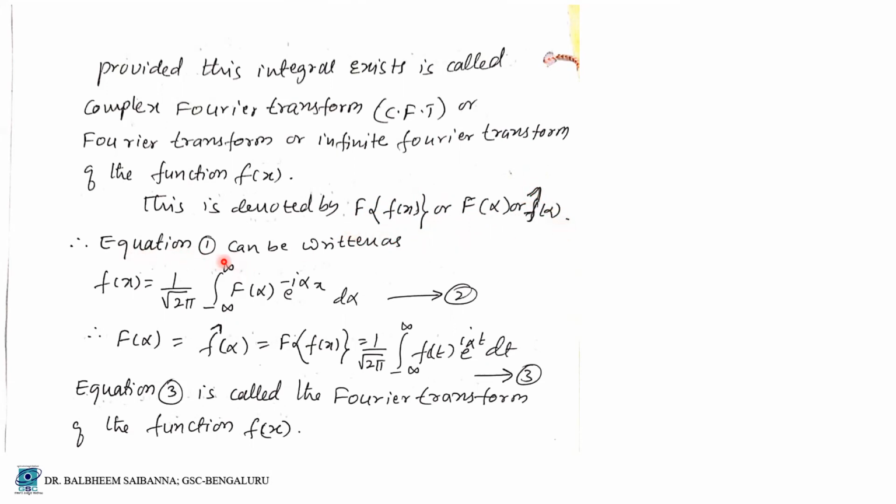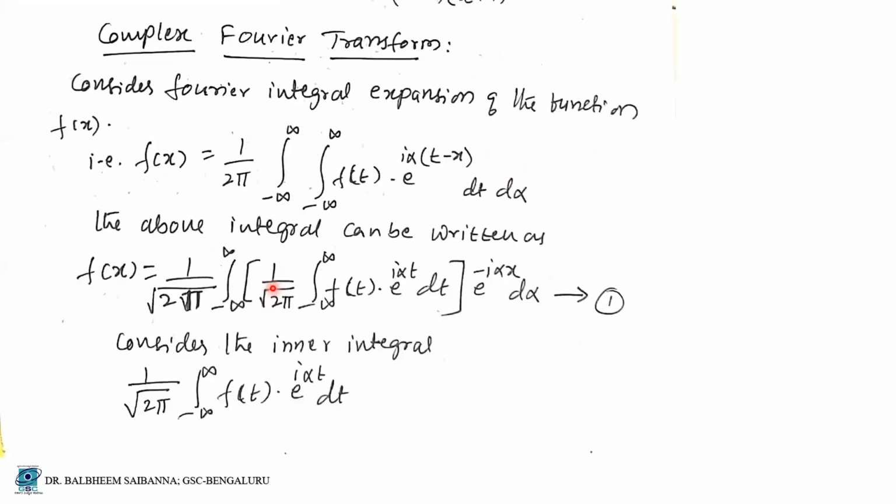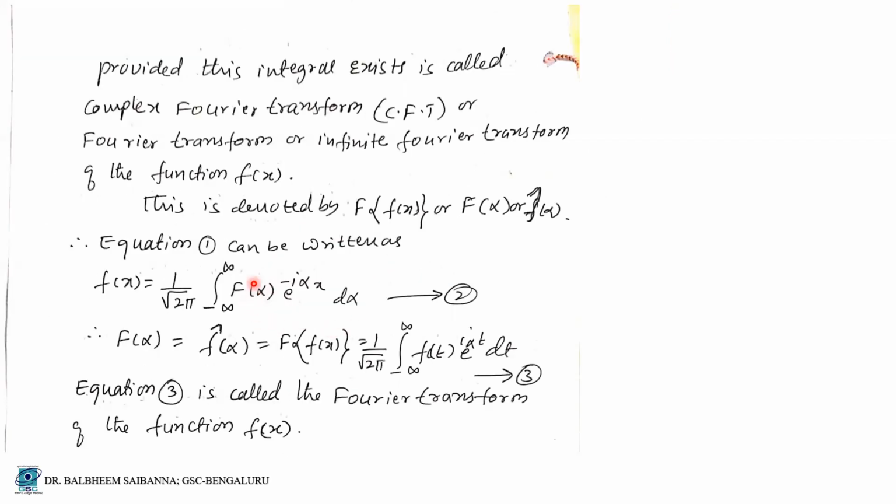Then equation 1 can be written as f of x is equal to 1 divided by root 2 pi, integral over the limit minus infinity to plus infinity, f cap alpha. This whole inner integral, which we treat as the previous inner integral, is written as capital F of alpha. That's all. e to the power of minus i alpha x d alpha. This is called equation number 2.